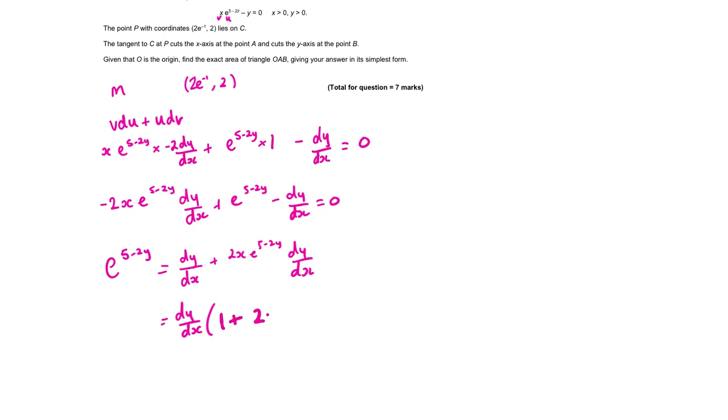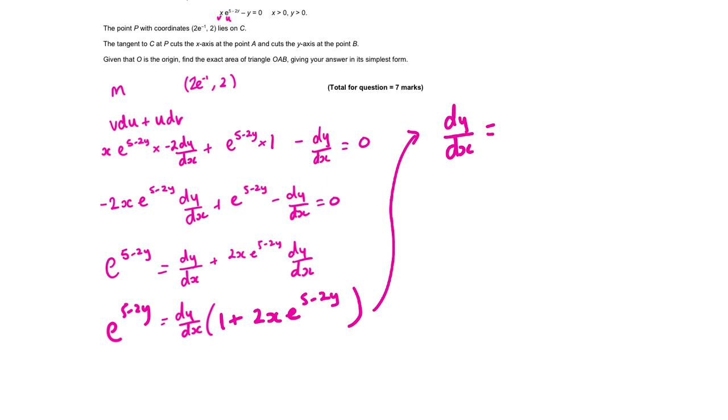So we're going to have 1 plus 2x e to the 5 minus 2y. This is e to the 5 minus 2y. So now, dy by dx equals e to the 5 minus 2y all over 1 plus 2x e to the 5 minus 2y. So you should have the same as me now. Perfect. Okay. Brilliant. So now that we've got this, let's have a look at what we need to do. So this is our gradient. We want the gradient of the tangent, so we don't need to do any negative reciprocals or anything like this. We literally just need to substitute in these values.